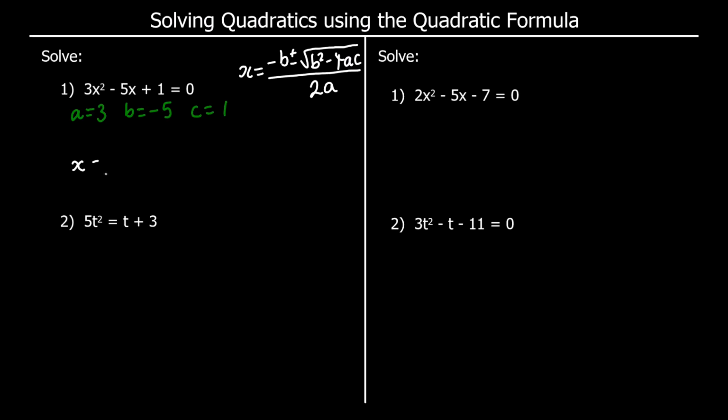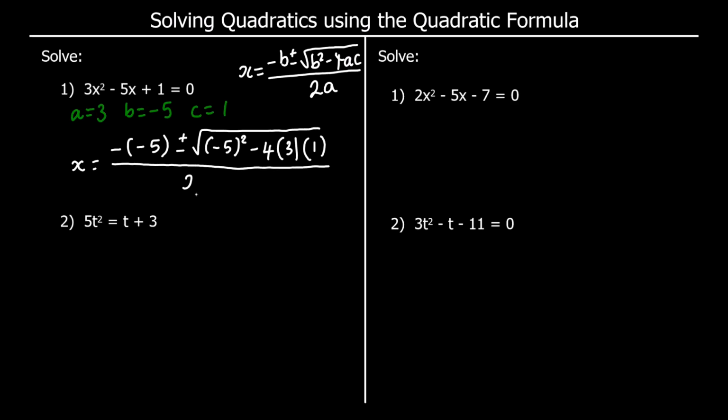So we can say x is equal to minus b, so that's minus negative 5, plus or minus the square root of b squared, that's negative 5 squared, minus 4 times a times c, all over 2a, which is 2 times 3. So wherever I had a letter, I've just changed it to a bracket and put the number in. Then I can type this into the calculator, how it looks here, but I'll do it twice, once with a plus, once with a minus.